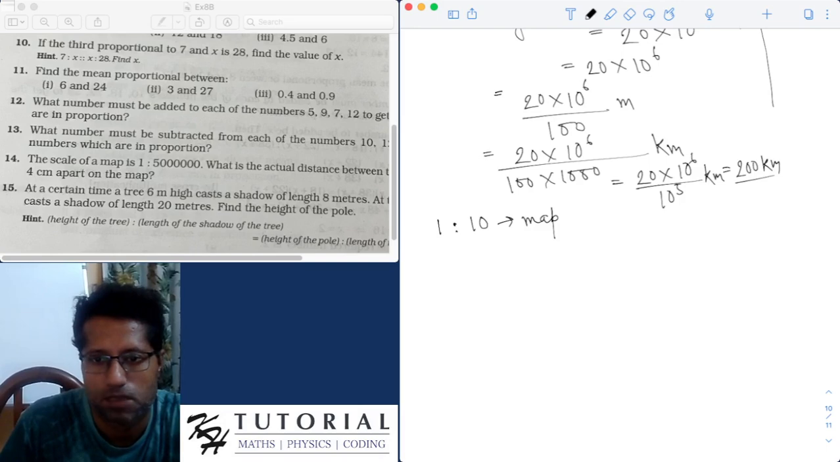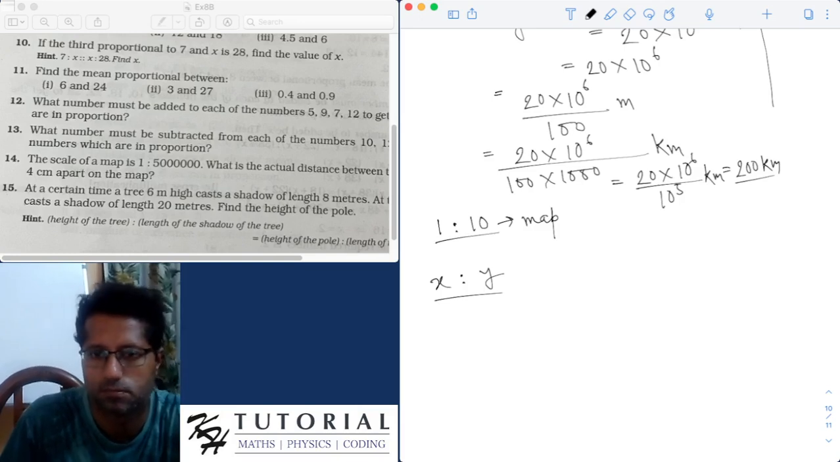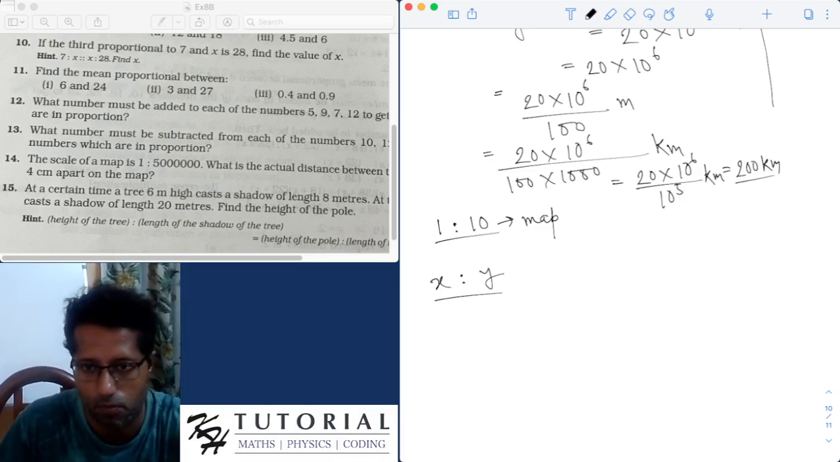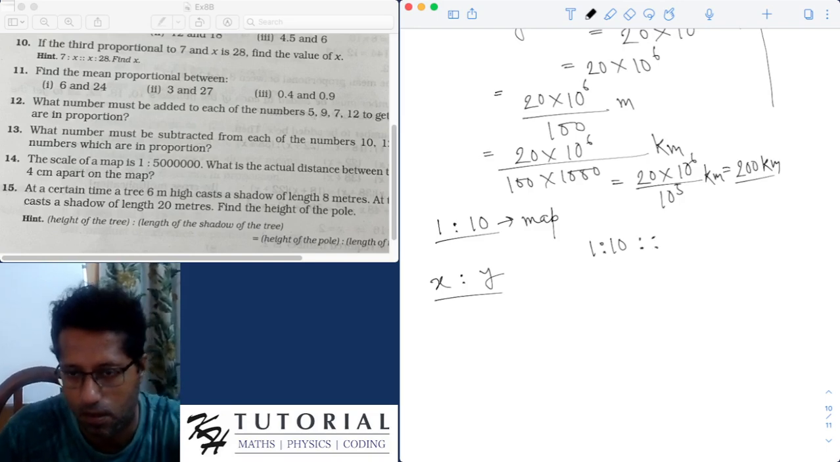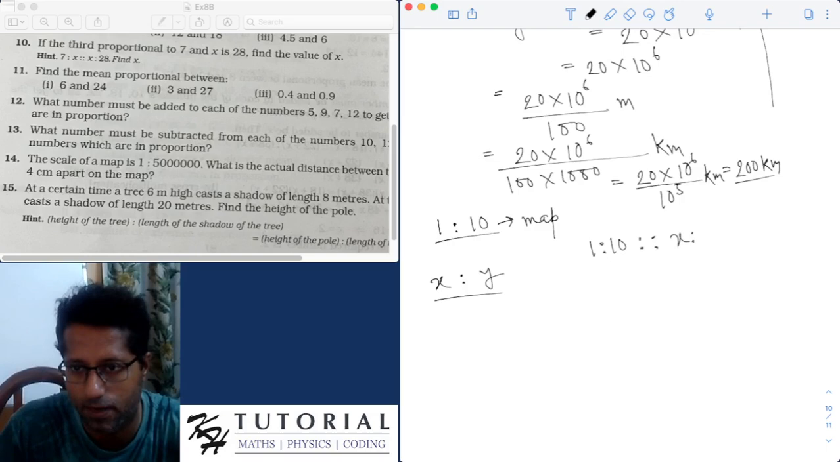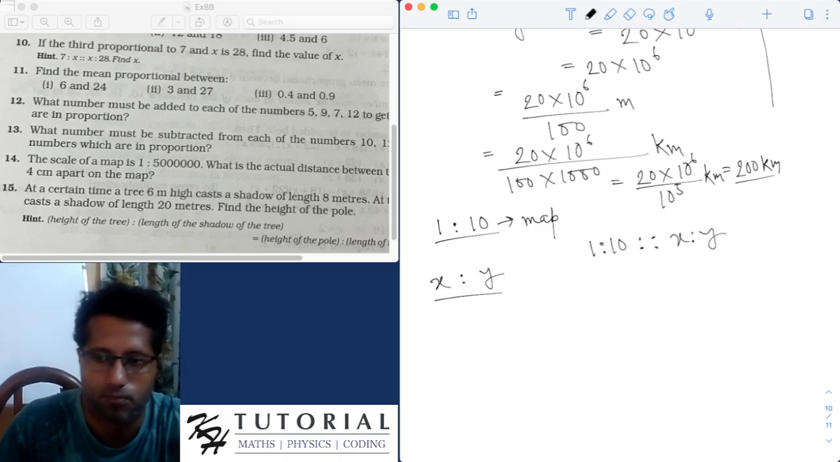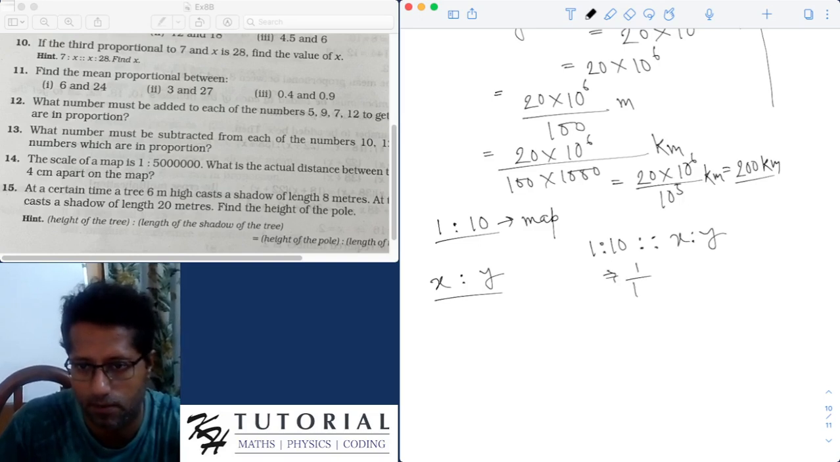Now, if you are given x units in the map and you are asked what will be the actual units in real life, in the world, on the earth, let's say that be y, then this ratio has to be equal to this ratio. This is where the concept of proportion comes in. So 1:10 has to be equal to x:y, so x and y should be in proportion. This means 1/10 equals x/y, and using this formula you have to solve for y.